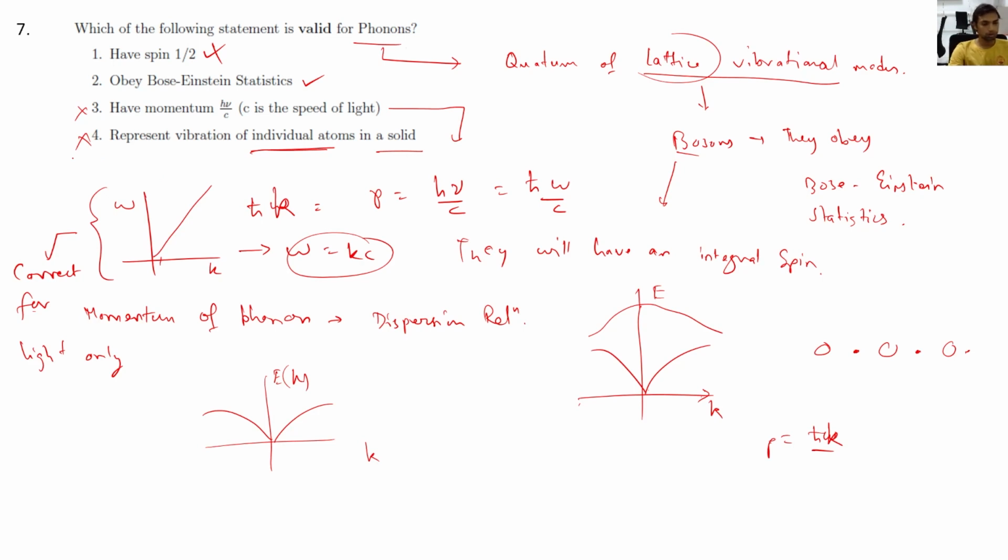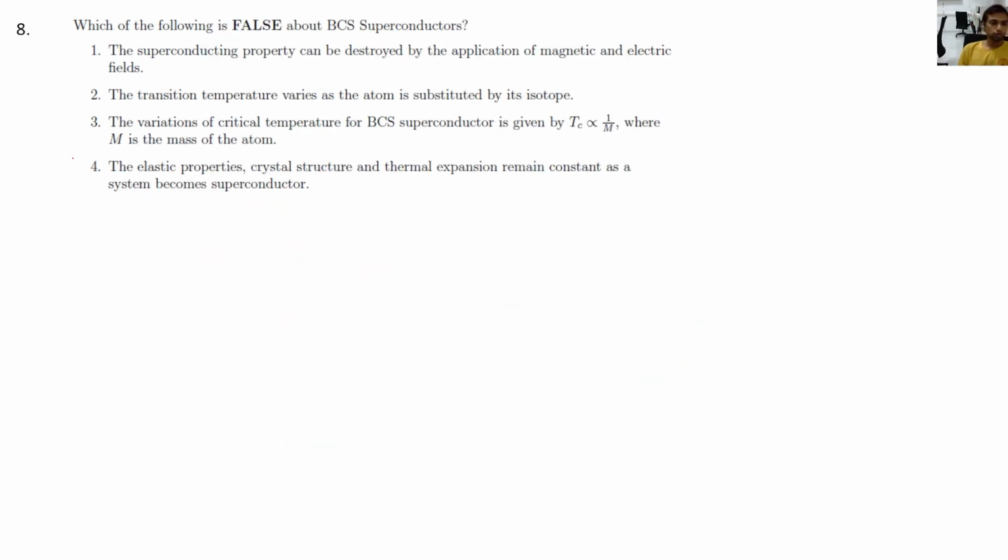Let us now come to the next question. Which of the following is false about the physics of superconductors? The superconducting properties can be destroyed by application of a magnetic and electric field. So this statement is correct. If you apply too much magnetic field, then what happens? The Meissner effect. There is some critical magnetic field. So at some temperature Tc, this corresponds to the critical field. This is your superconducting state, and this is your normal state.